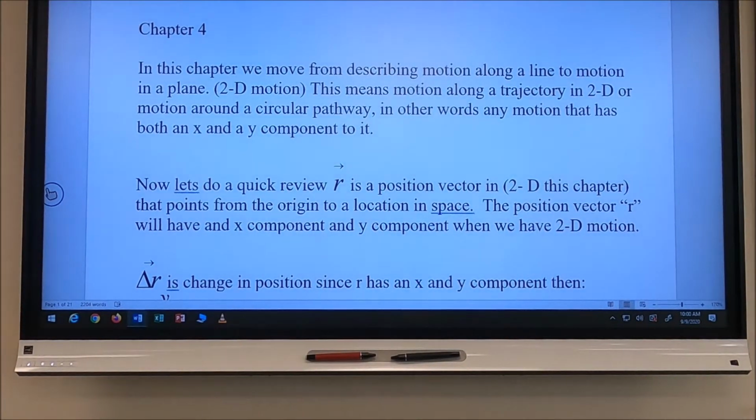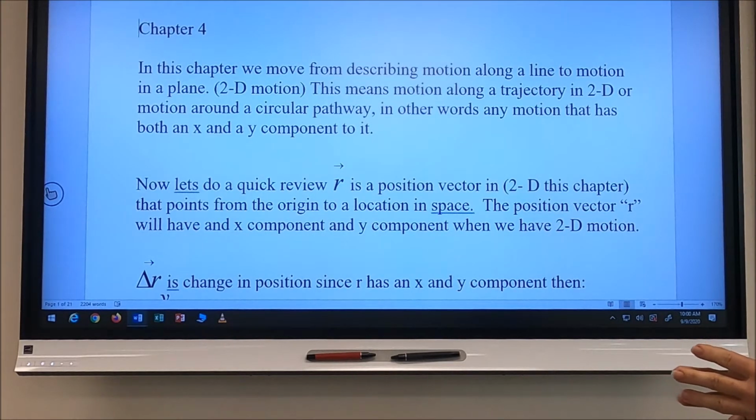All right, guys, test 1 is over. We're starting material for test 2. And we start test 2 here in chapter 4. Now, in chapter 4, we're continuing on and are looking at just the motion and description of the motion, kinematics.